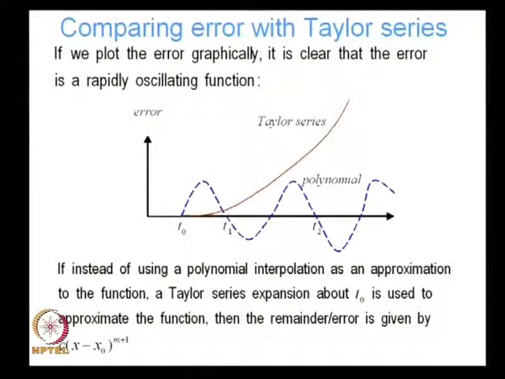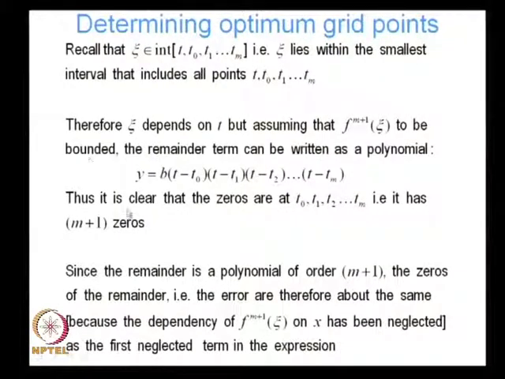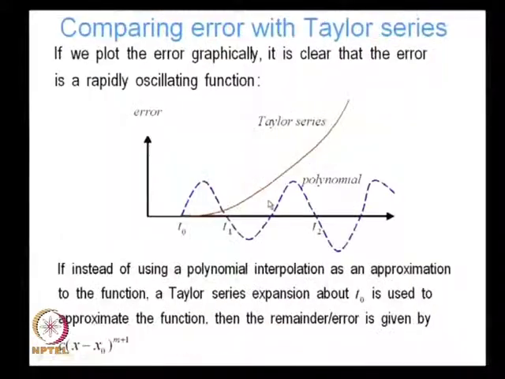Now, if we plot that error graphically, then I will see that it will be something like this, right. Why? Because it has to be 0 at t0, right. It will be 0 at t1, it will be 0 at t2, t3 and so on and so forth, right.